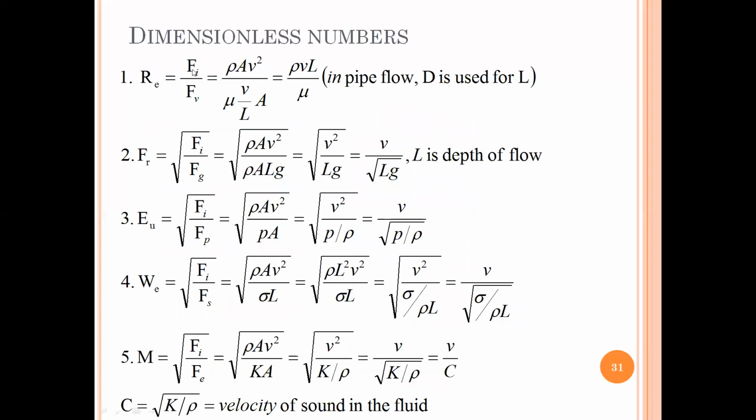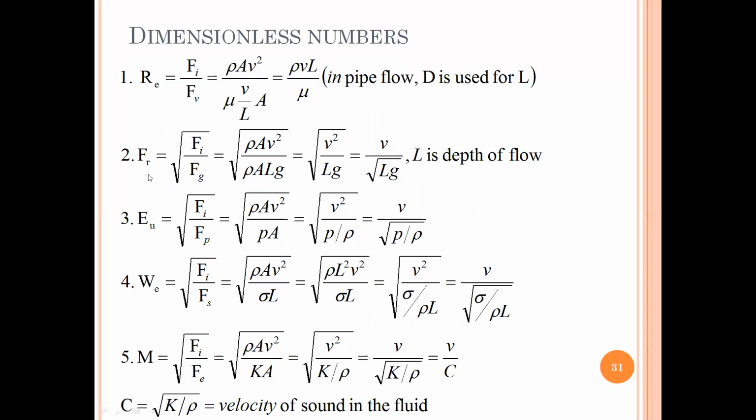So your Reynolds number is a ratio. Your inertial force is rho A V square divided by mu V by L into A. My A will get cancelled, my L is going on top. So your Reynolds number is rho V L by mu. In pipe flow, your L is replaced by your diameter.